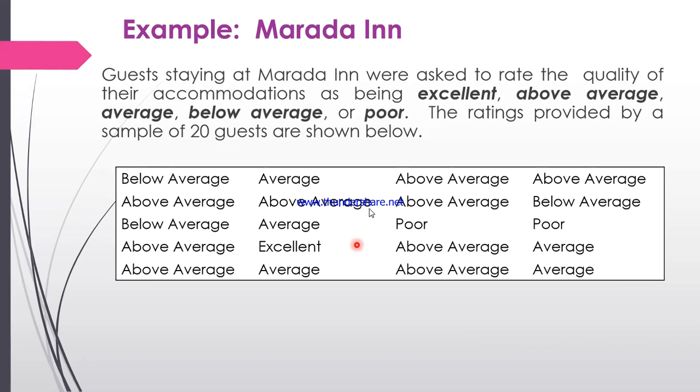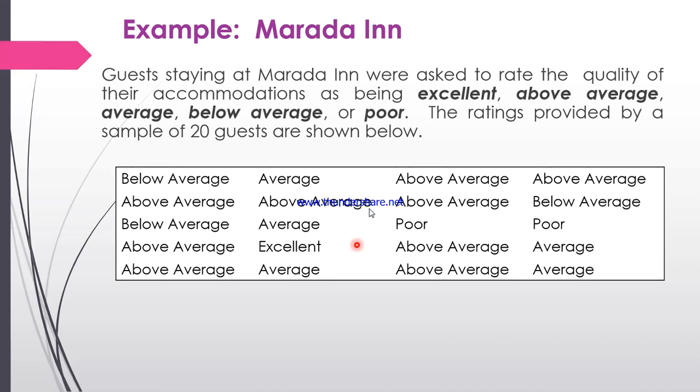Now we look at an example. Here we are considering guests staying at Marada Inn who were asked to rate the quality of their accommodations. We want to get comments on the quality of Marada Inn accommodations from the guests. The quality is rated as excellent, above average, average, below average, or poor. The ratings provided by a sample of 20 guests are given below.